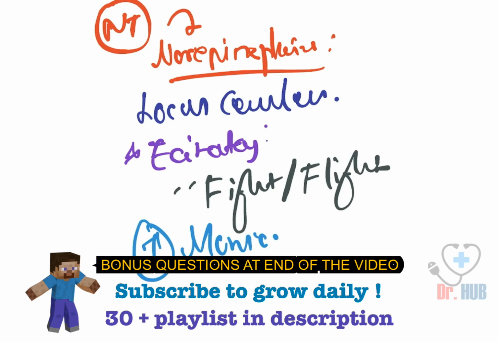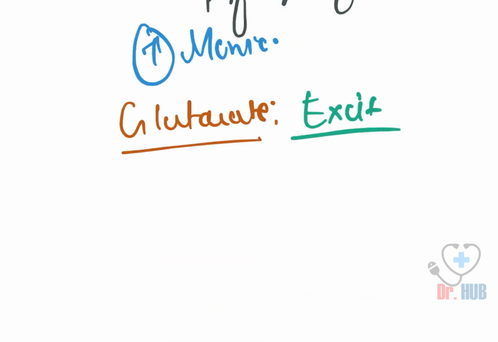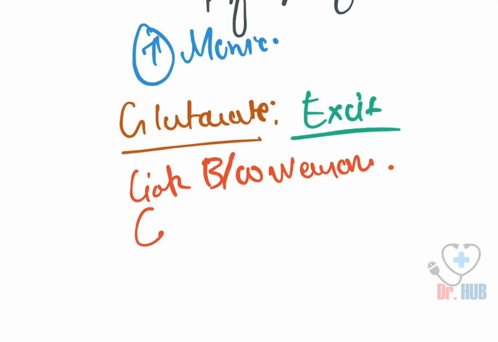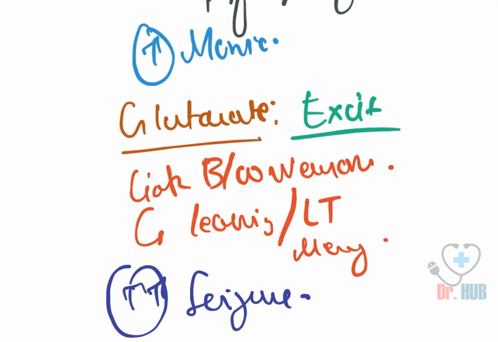Then we look at glutamate. The function of glutamate is excitatory, and it forms links between the neurons. This is for learning as well as long-term memory. Glutamate is increased in case of seizures.